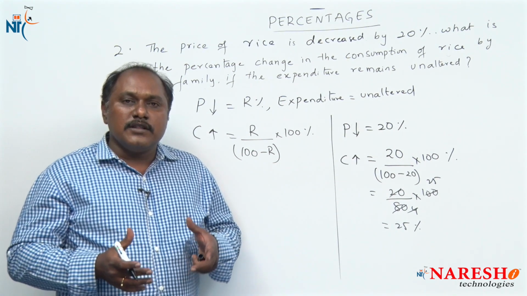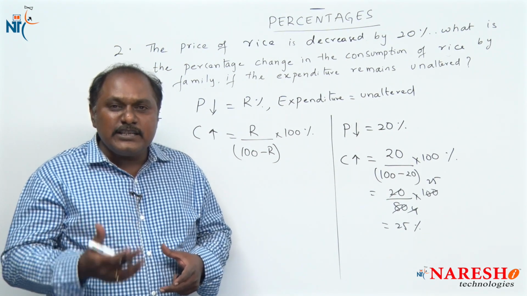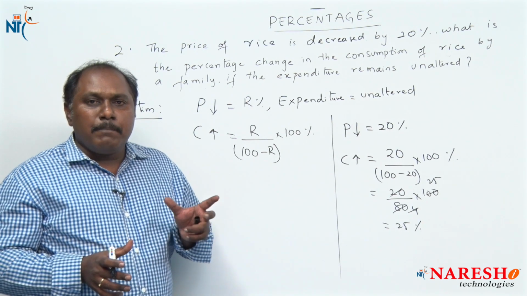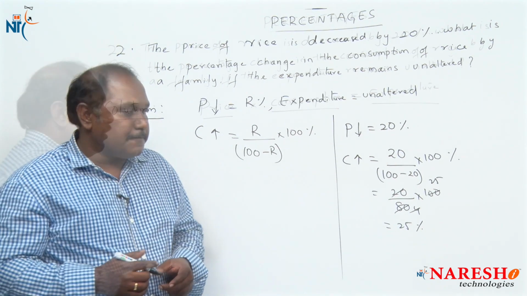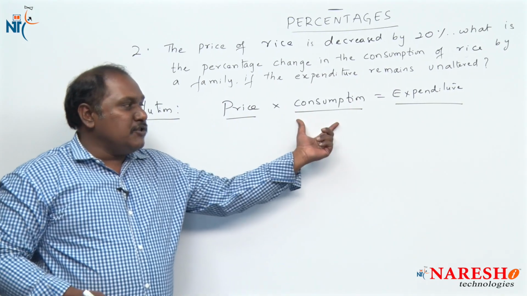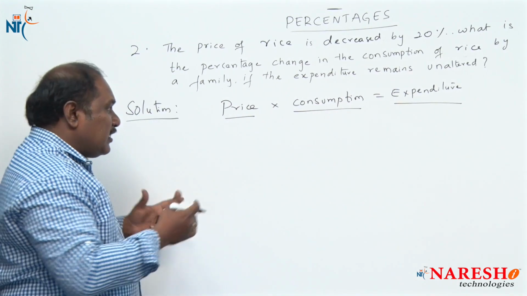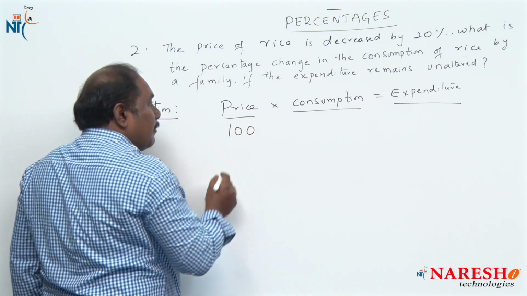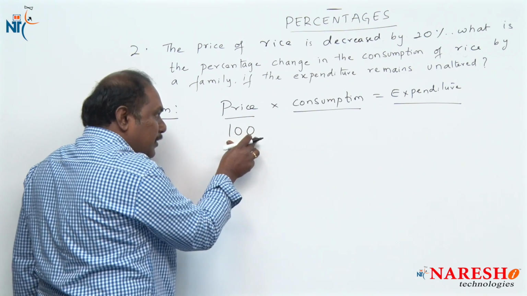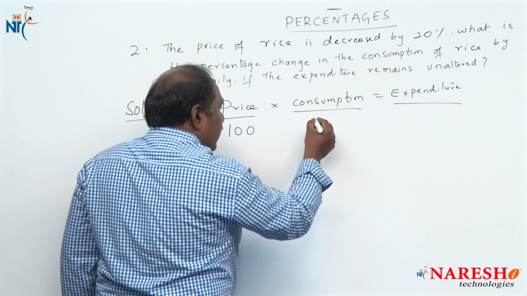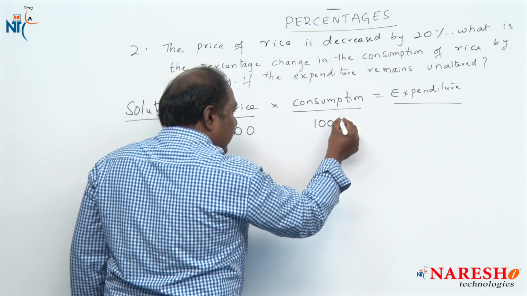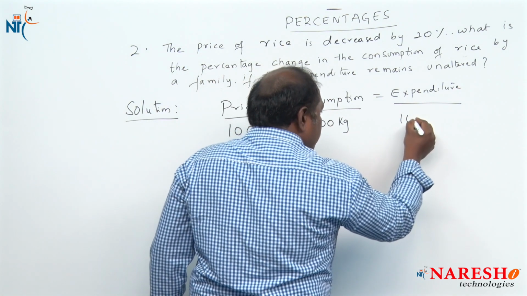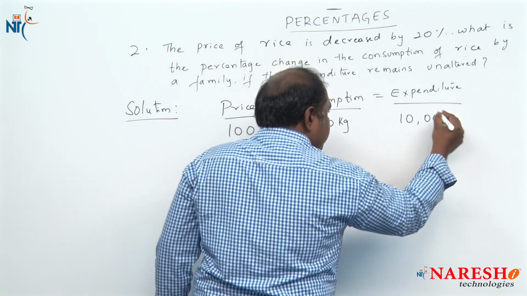Now let's solve the same problem in the next method, where we solve the problem by using an equation. Price, consumption and expenditure. Price into consumption is expenditure. Once again, let us assume the initial price of rice per kilogram is 100 rupees. Consumption, let us assume that the family is purchasing 100 kilograms, then their expenditure should be 10,000.